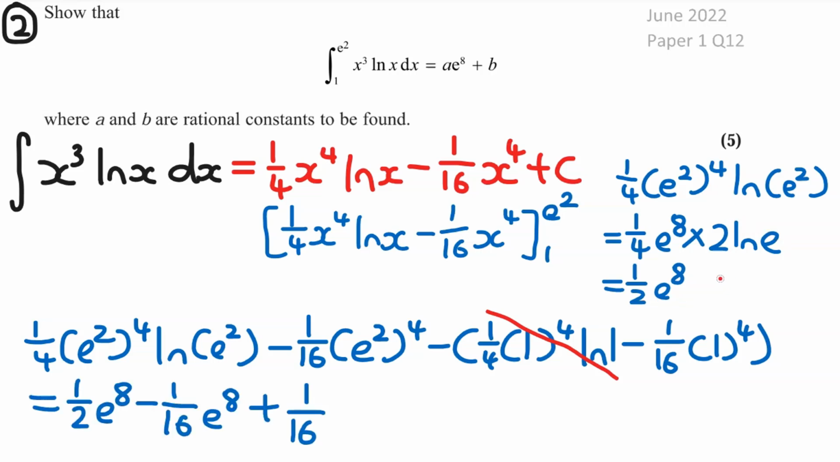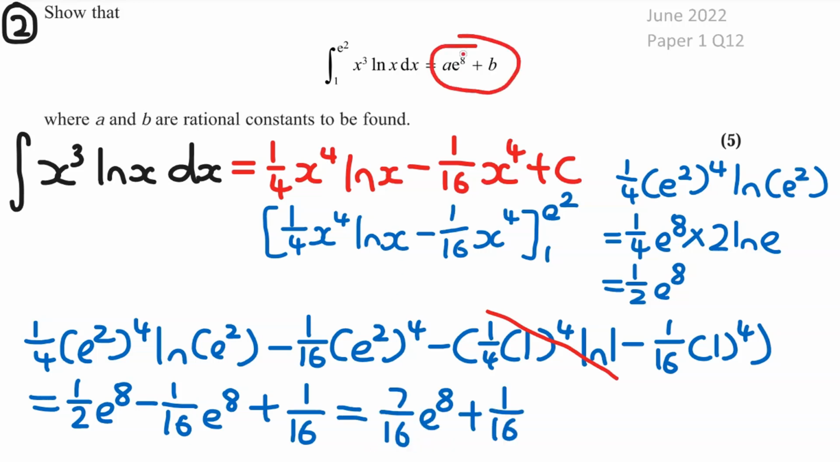So this is just equal to half e to the power of 8, and then this term, minus 1 over 16 e squared to the power of 4, will be e to the power of 8, so it's going to be minus 1 over 16 e to the power of 8. And then this over here, 1 to the power of 4 is just 1, so it's going to be minus 1 over 16, but remember we have a minus here as well, so these two minuses cancel out and leave us with plus 1 over 16. Then we can simplify this because half e to the power of 8 minus 1 over 16 e to the power of 8 is 7 over 16 e to the power of 8, and therefore this is in the correct format. So therefore a is equal to 7 over 16 and b is equal to 1 over 16.